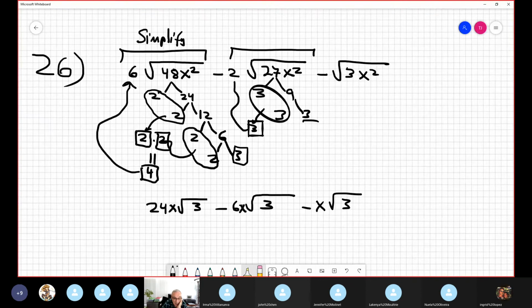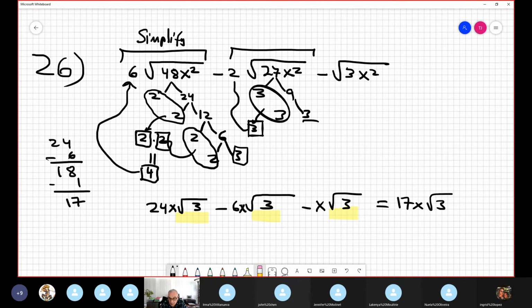Entonces, in this crucial moment, you see that the radical is the same. Therefore, we can combine. Like a light turn. Entonces, 24 minus 6 is 18, no? 18. Minus 1 is subtraction. Minus 1 is 17. So the answer is 17 x radical 3. Okay, lucky.